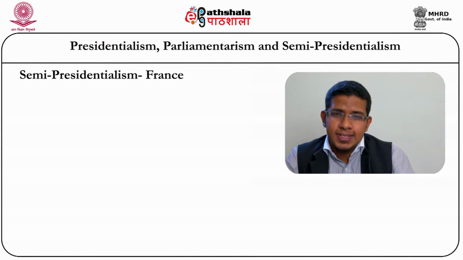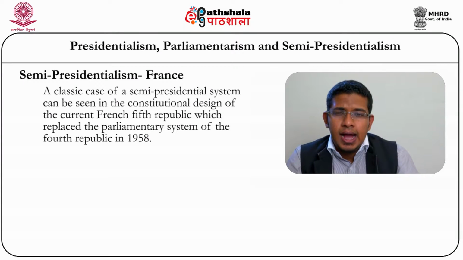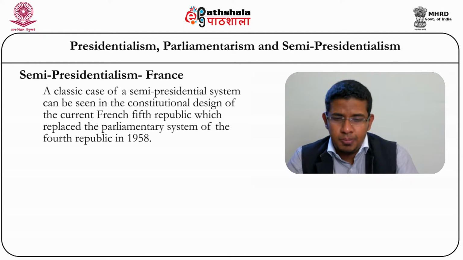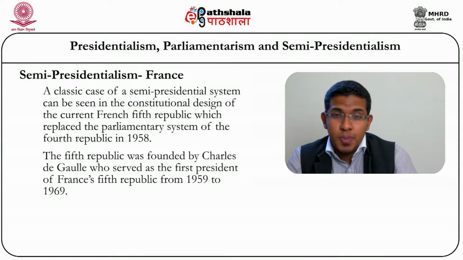The classic case of a semi-presidential system is the system of France, the Fifth Republic of France. France had four other republics before it, starting with the French Revolution of the late 1800s. But it is the Fifth Republic in which the semi-presidential system was tried out. In the Fifth Republic, the charismatic figure Charles de Gaulle became the first president of this new republic. This was in 1959. He lasted as a president for 10 years.